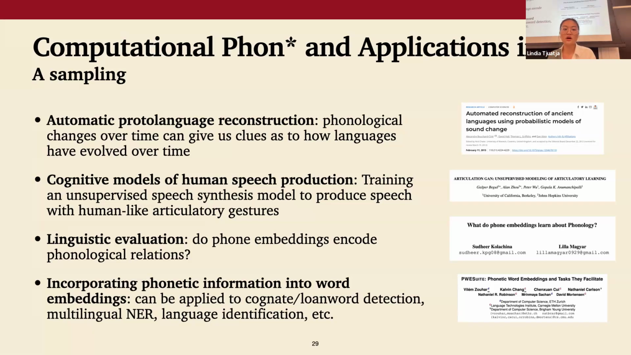There's also really cool work on cognitive models of human speech production. This recent work from Berkeley was training an unsupervised speech synthesis model, which instead of producing raw waveforms, was trained to produce human-like articulatory gestures based on electrical signals that people have measured from people's mouths. It can also serve as a form of linguistic evaluation of things like phone embeddings. If you have embeddings of phones, or the individual sounds, do they actually also encode phonological relations? And then finally, we can also incorporate phonetic information into word embeddings. So this can be applied to tasks like cognate and loanword detection, multilingual named entity recognition, lang ID, etc.